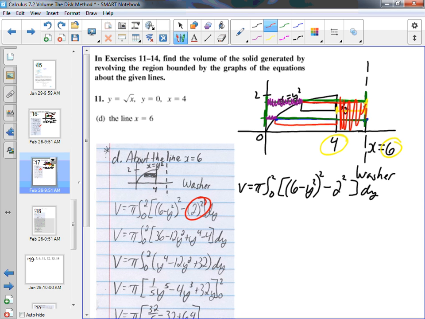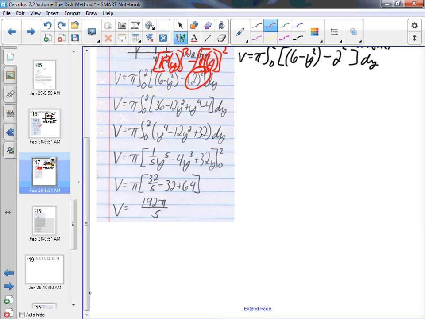Because this is outer radius squared minus inner radius squared. Okay? All right, I want to talk about this for just a second because it was brought up. And if it doesn't make sense, I want to move on. We've got that. Same thing we've been dealing with. Okay?